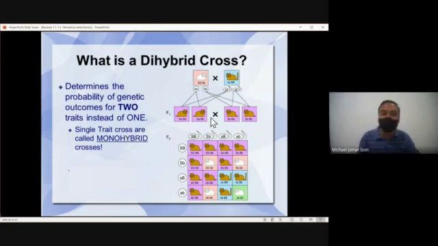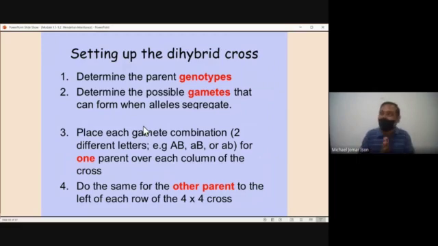As you can see in the example here, the cat has two gene pairs, the S and the B, crossed with an S and also the B. We'll be talking about that a little bit later. So how do you do dihybrid crosses? These are the steps that you need to take note of.